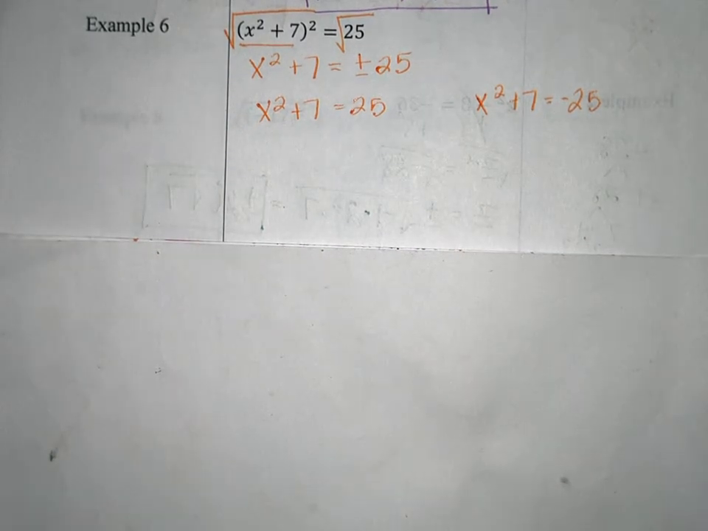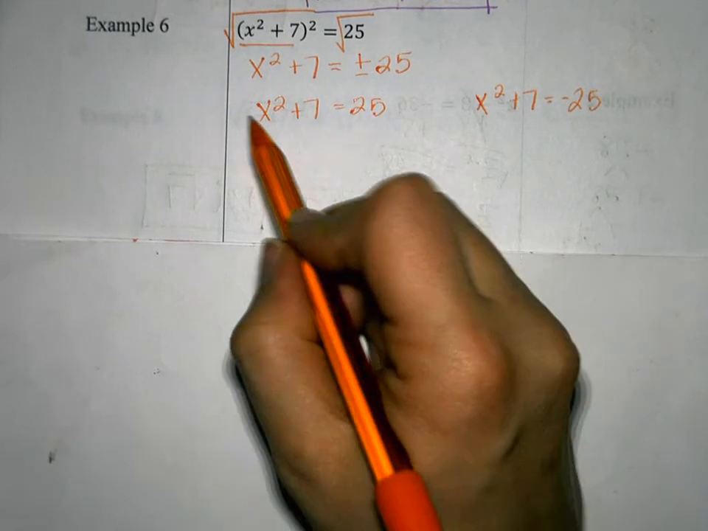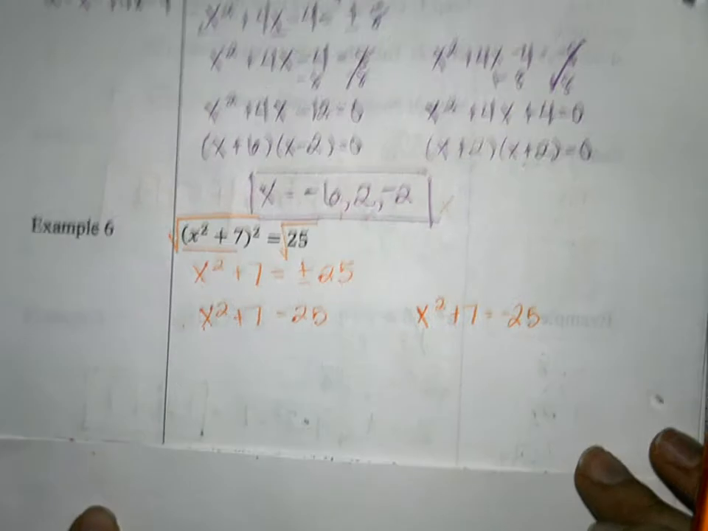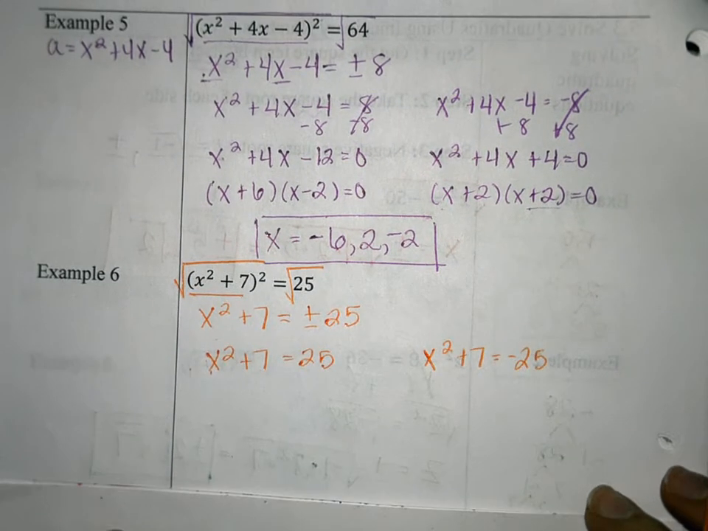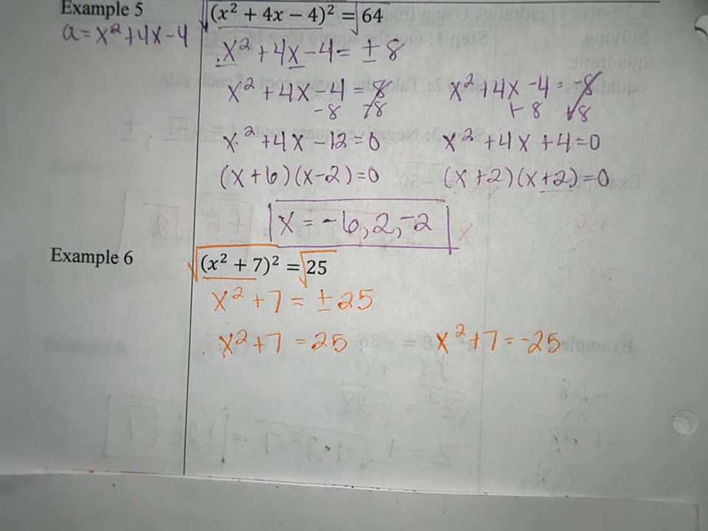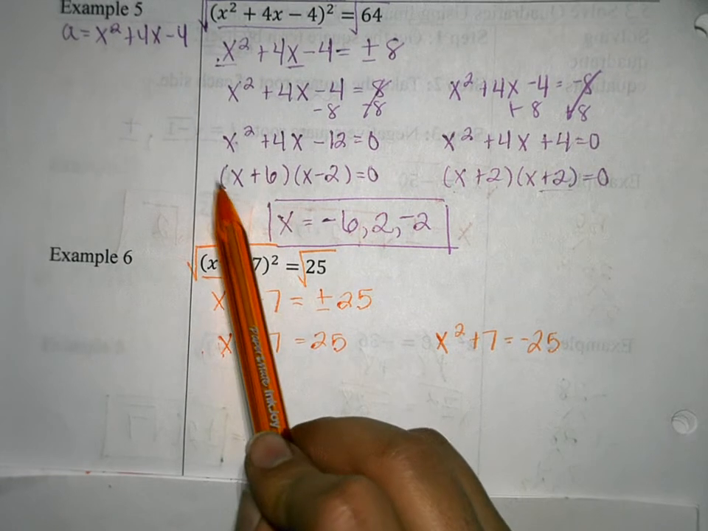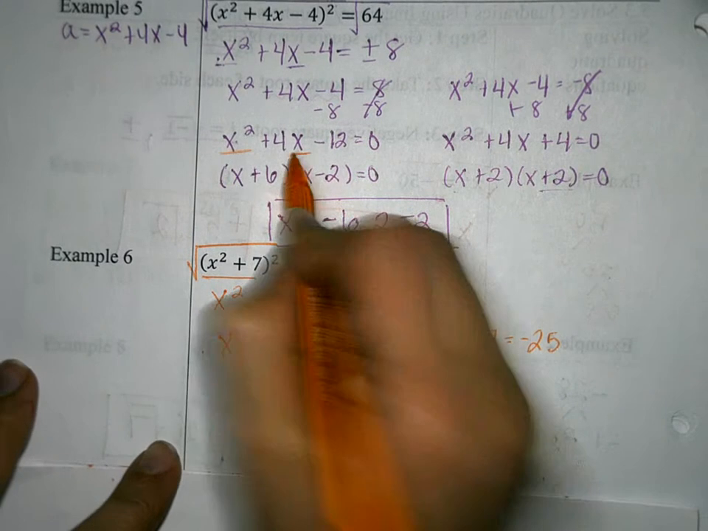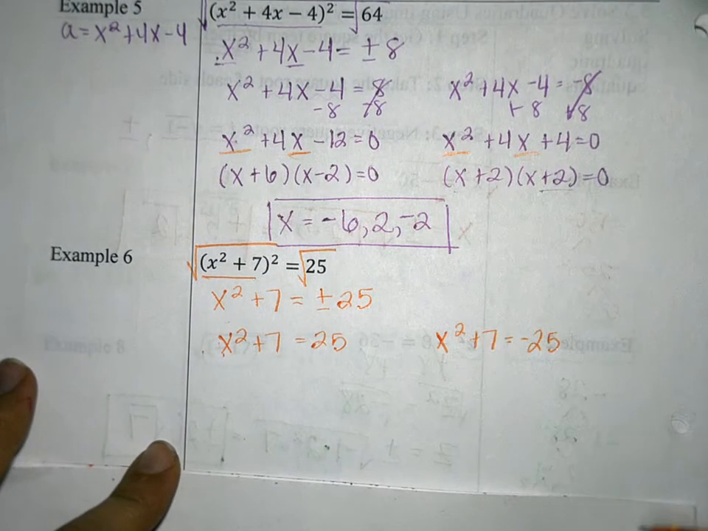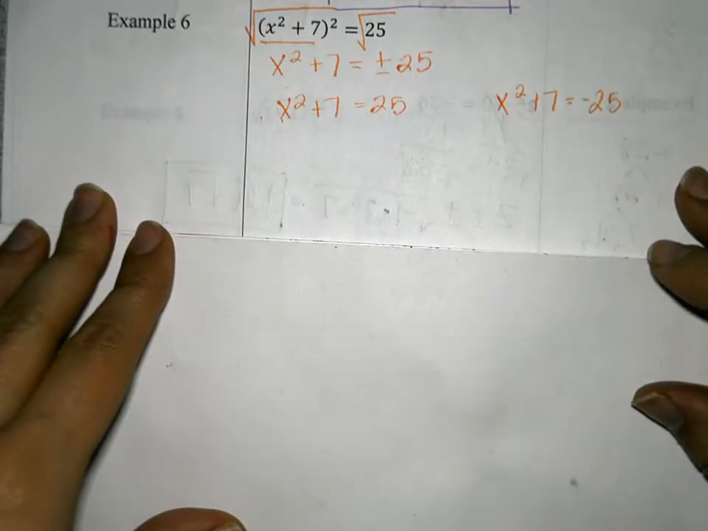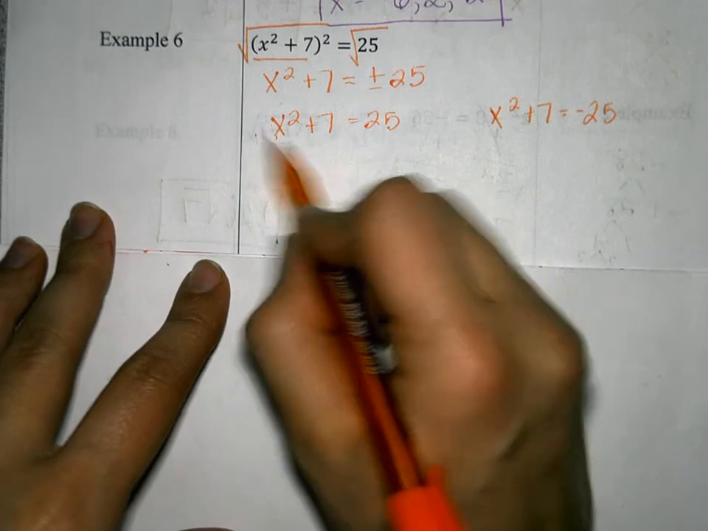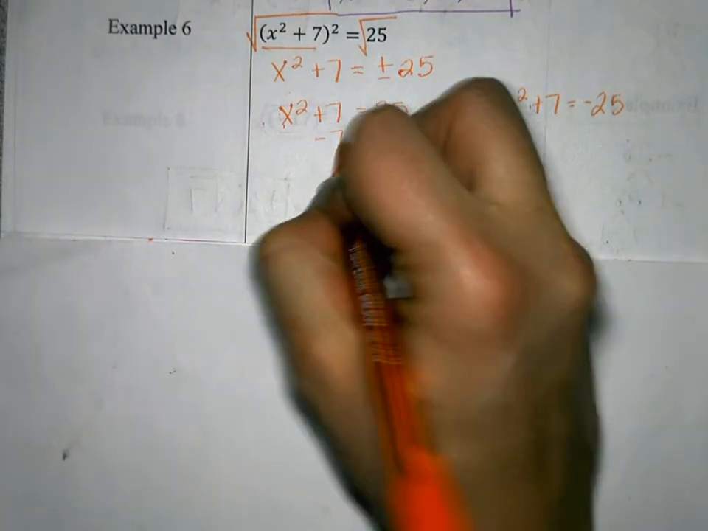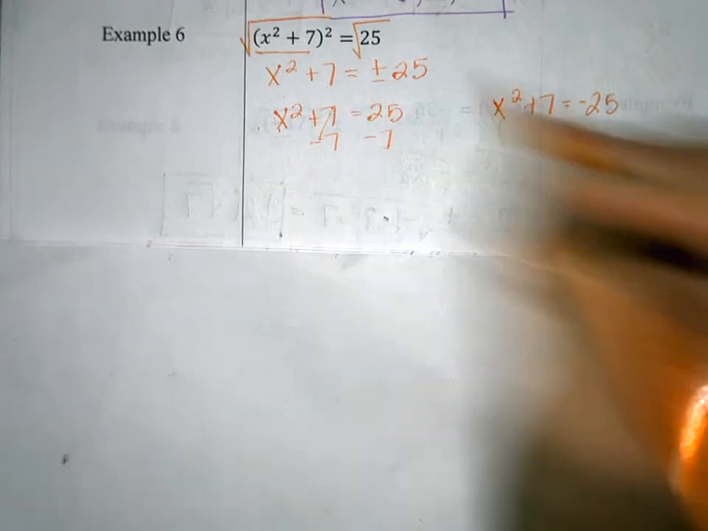Now let's solve each of these. X squared is my only term. There's no other x's in there. So in example 5, we had to factor using diamond method because there was an x squared and an x in each of the terms. In example 6, I only have an x squared, so we can take the square roots again. So what I would do is I would subtract 7 from both sides.